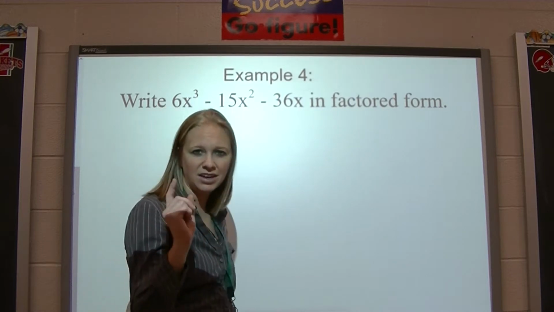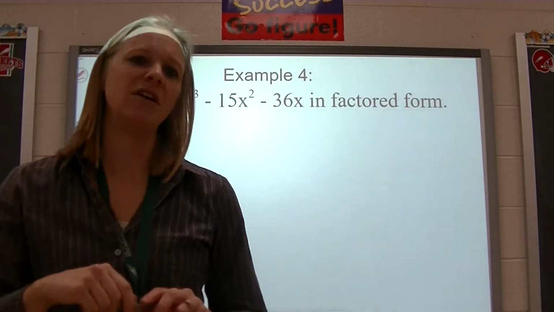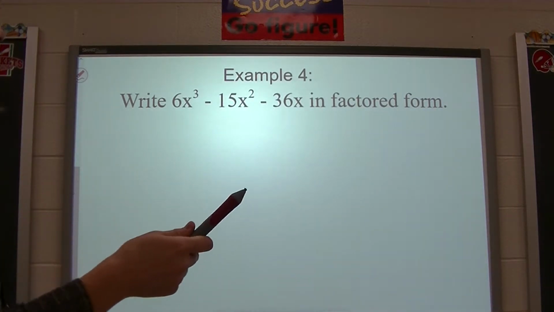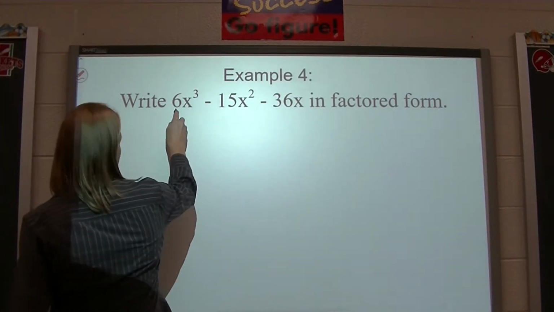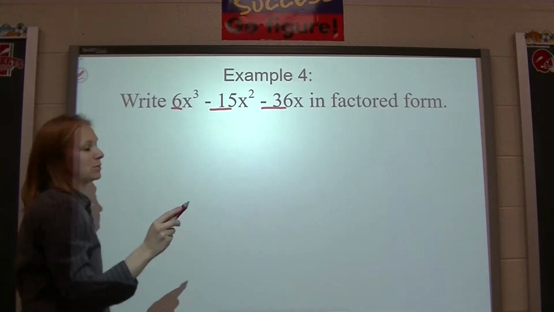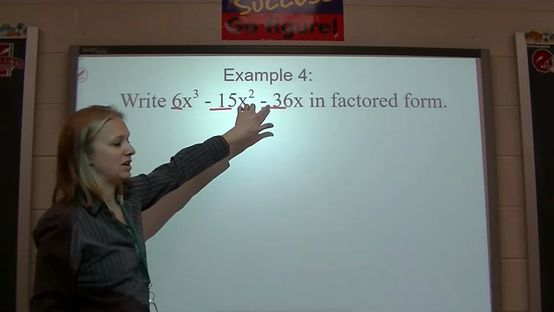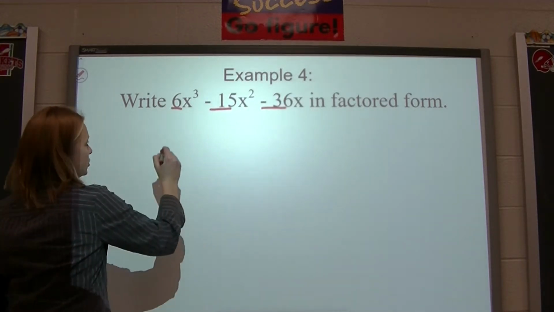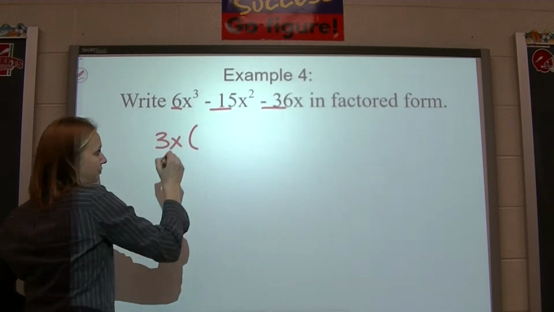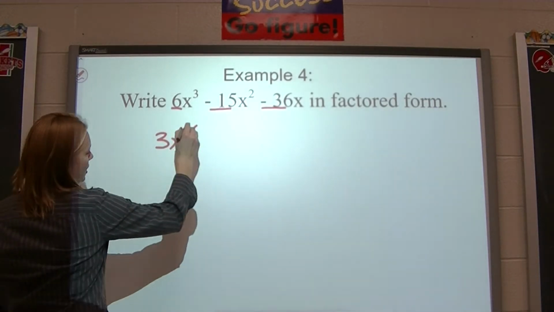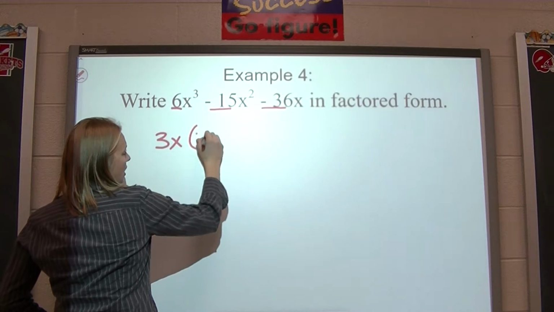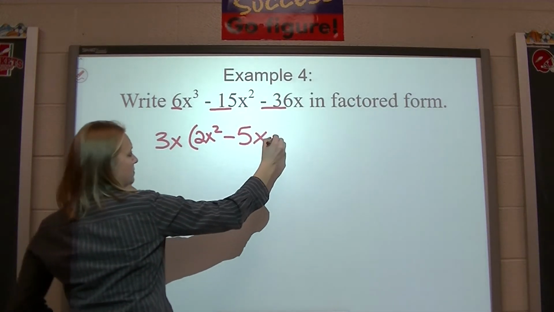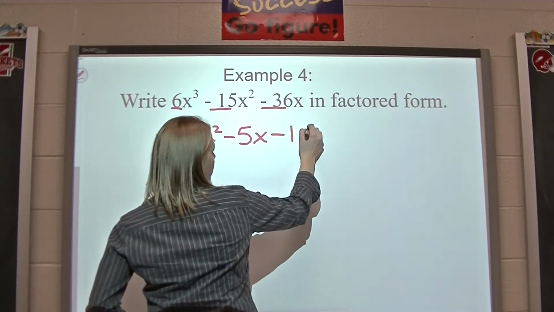You're right, you do. But again, you have another greatest common factor of at least x. But it's not just x. It looks like it's actually 3x, because every single one of our coefficients here is divisible by 3. Now, yes, these both have a negative, but since our leading coefficient doesn't, we don't need to factor out a negative. So we're just going to factor out a 3x, and then here we'll have 2x squared minus 5x minus 12.